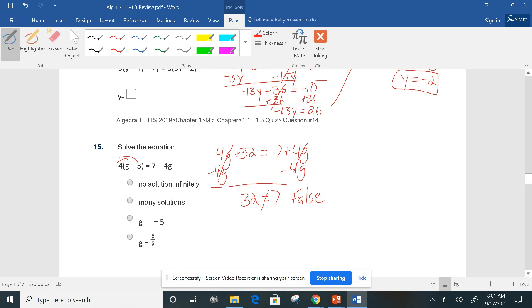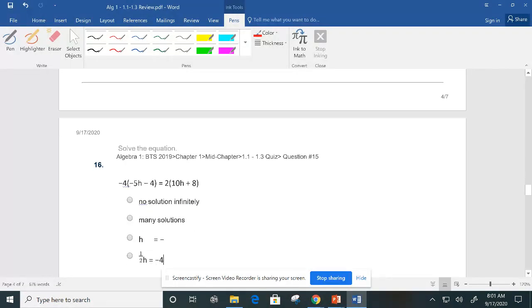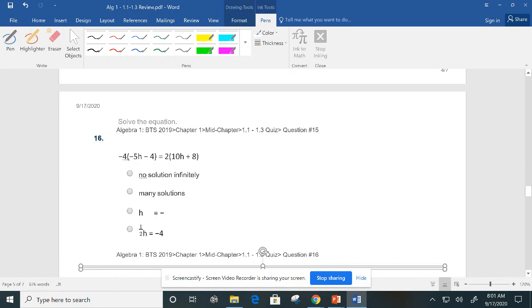Anytime your variables cancel on both sides, you end up with no solution. There is no value that can go into that equation that will make it true. No solution. 16. It should be infinitely many solutions.